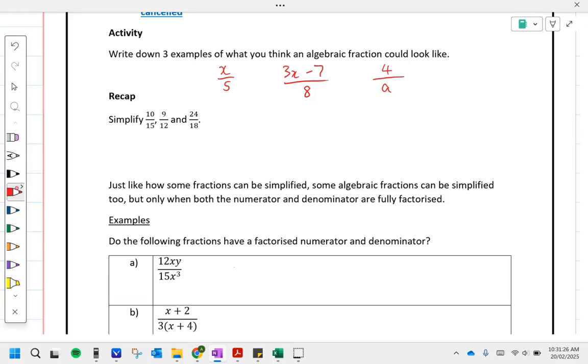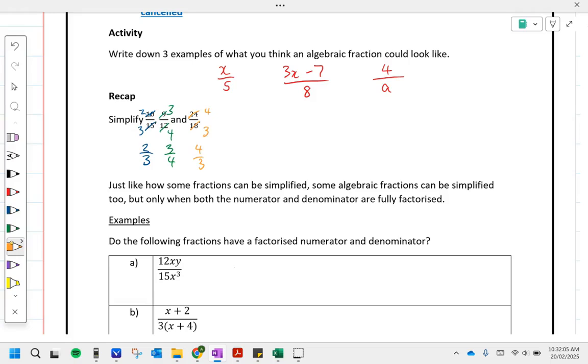So before we move on, I just want to do a quick recap. I'm going to simplify each of these fractions. 10 over 15, the highest common factor of 10 and 15 is 5. So when we divide that by 5, we get 2, and divide that one by 5, we get 3. So that simplifies to 2/3. 9 and 12, both divisible by 3. Divide that by 3, we get 3. Divide that by 3, we get 4, so that's 3/4. And for 24 over 18, both are divisible by 6. Divide that by 6, we get 4. Divide that by 6, we get 3, so that's 4/3.